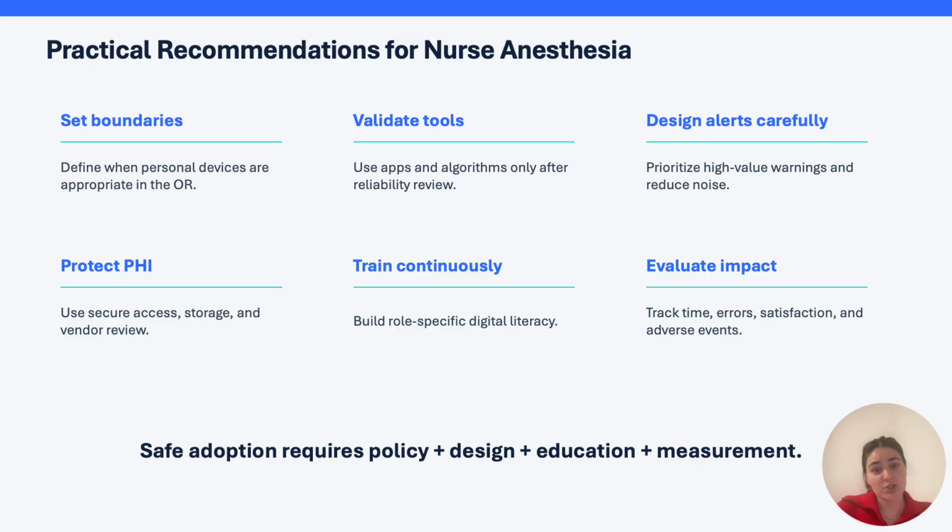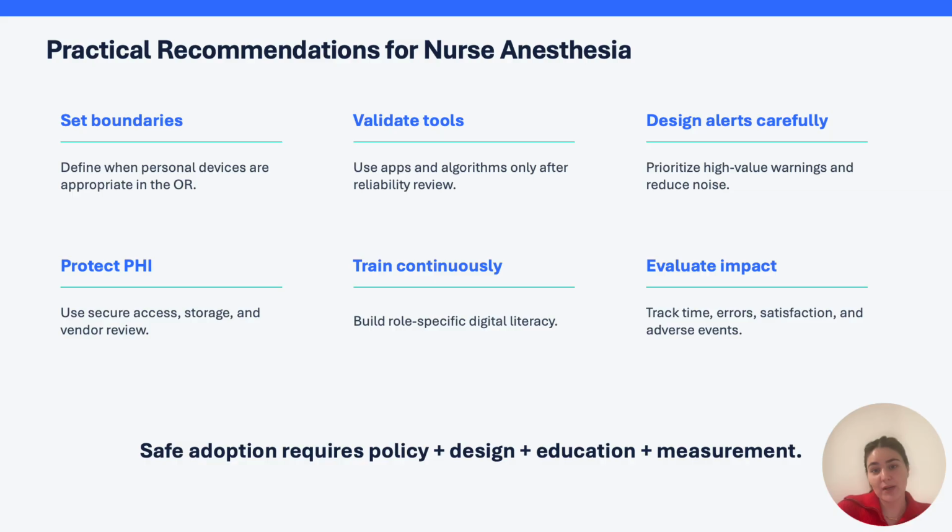Third, alerts should be carefully designed. High priority warnings should be easy to identify, while unnecessary or repeated low value alerts should be reduced. Fourth, protected health information must remain secure. This requires approved communication platforms, individual login credentials, secure storage, automatic screen locking, and review of third-party vendors. Fifth, training should be continuous and specific to the provider's role. Nurse anesthetists should understand both the function and limitations of each system.